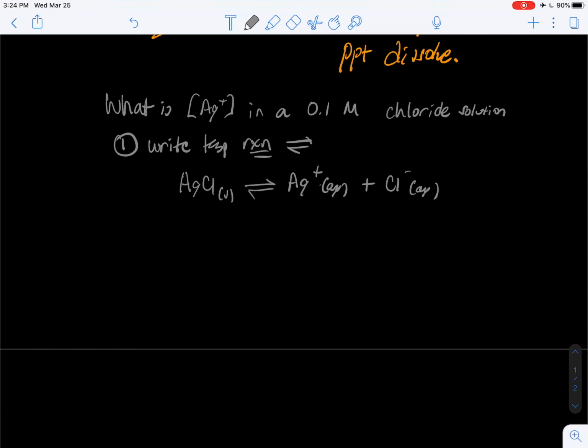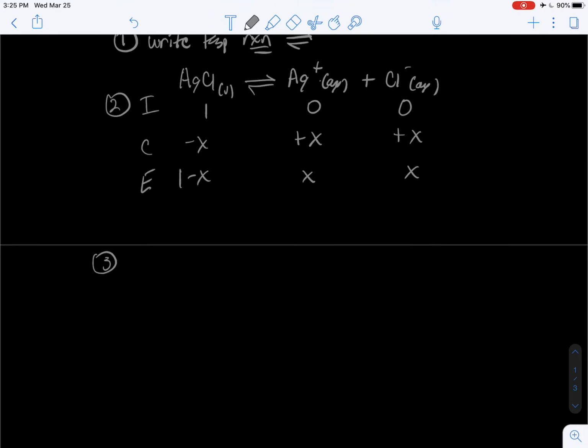And we want to then set up the ICE table. And you always assume you have one chunk or a solid amount. No silver and no chloride is in pure water. This goes down by x, this goes up by x. And we go ahead and solve for x. The KSP for this is equal to the silver ion concentration times the chloride ion concentration. And the KSP for this particular substance is 1.7 times 10 to the minus 10. That's x times x, right?